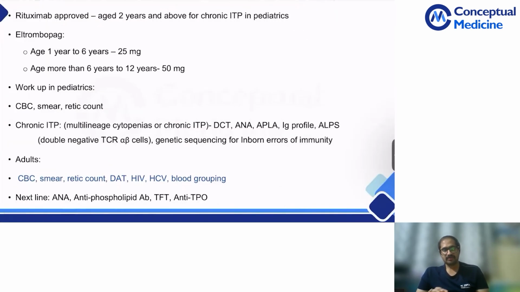And remember this: at what age is rituximab approved for ITP? It is 2 years and beyond. That is the age approval for rituximab, and the indication for rituximab is only for chronic ITP in pediatrics. So once again, it's not approved for newly diagnosed or persistent, it is approved for chronic ITP in pediatrics.